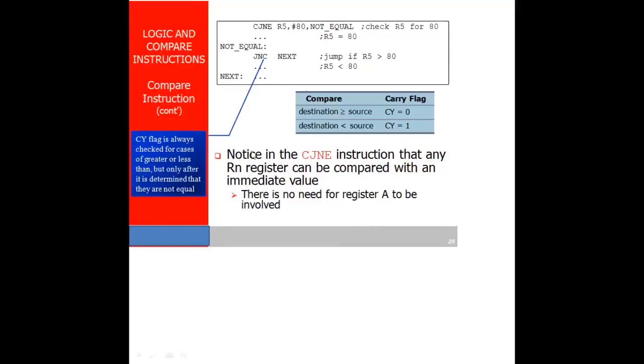So depending on that, I shall first execute the instruction. Whenever it executes the instruction and finds the operands not equal, it will jump to the relative address. After that, I shall check whether it is greater than or less than. So the carry flag is always checked for the cases of greater or lesser value, but only after it is determined that the operands are not equal.